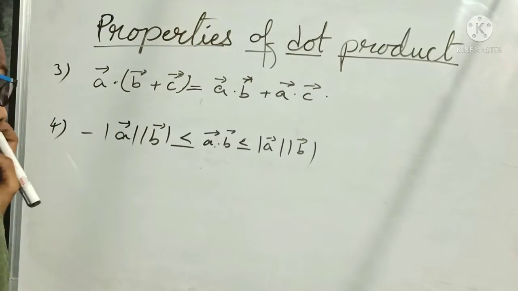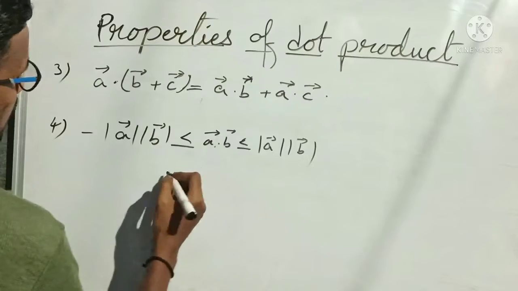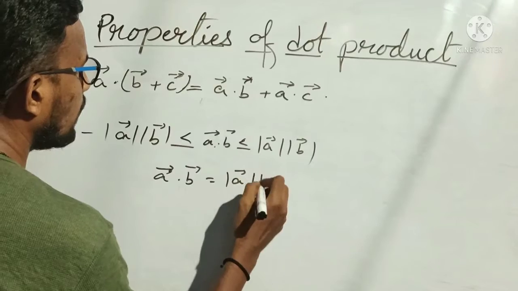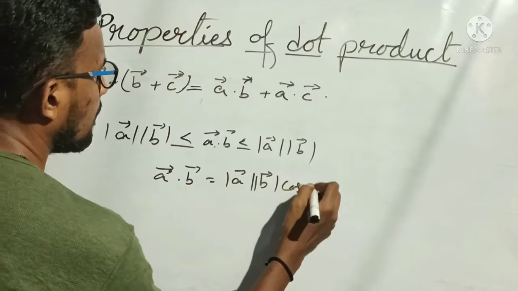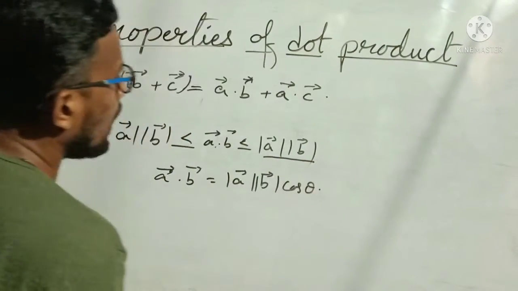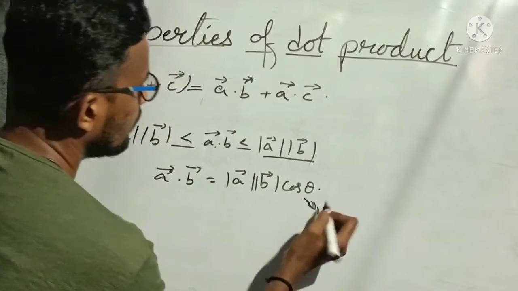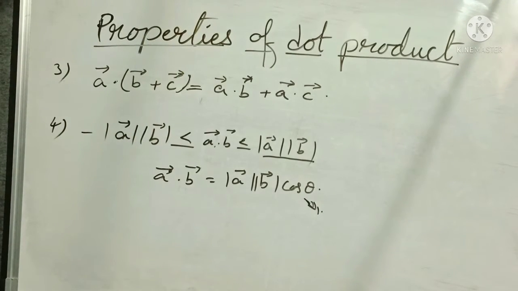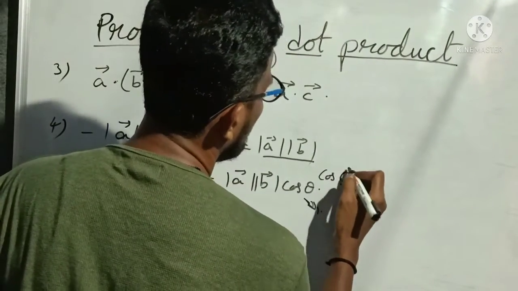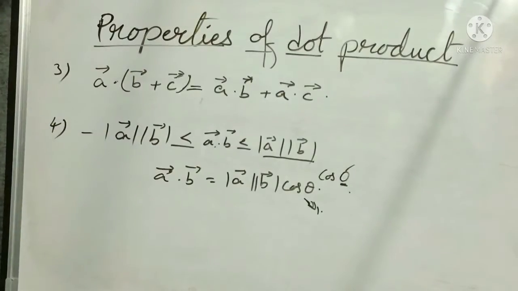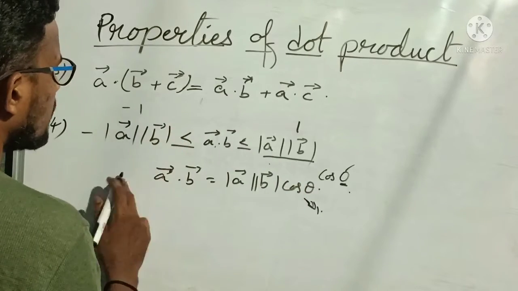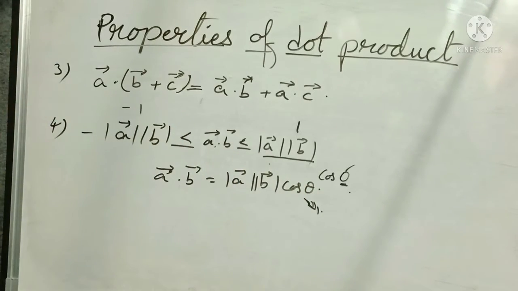Okay, so a bar dot b bar value is modulus of a bar into modulus of b bar cos theta, right? So here, if I am taking only a bar dot b bar, it means that my cos theta value is 1, right? When will my cos theta value be 1? Yes, when theta value is 0, then only it is 1, right? So in between plus 1 and minus 1, my cos value will always be.